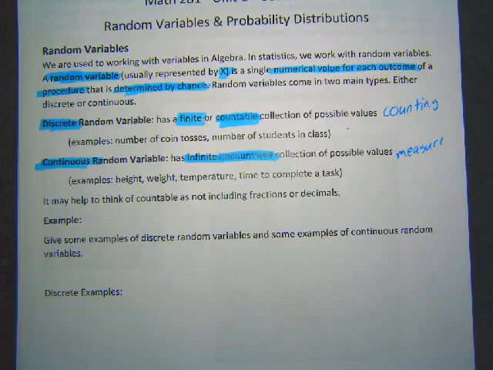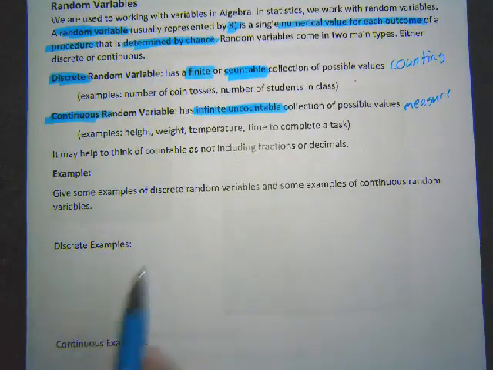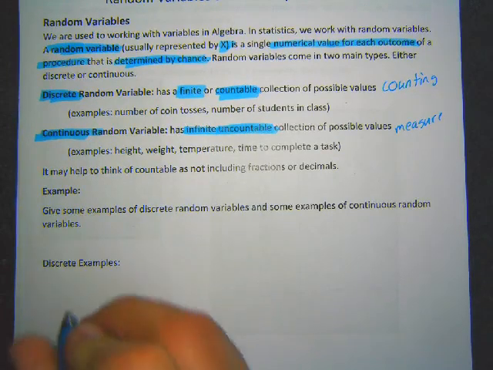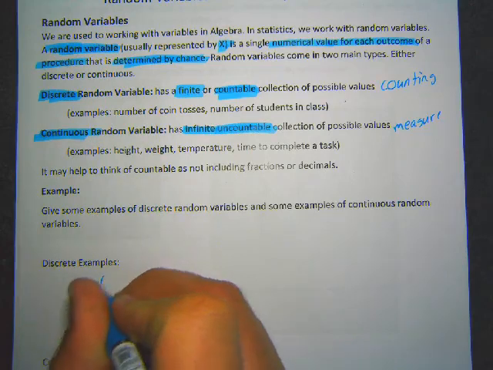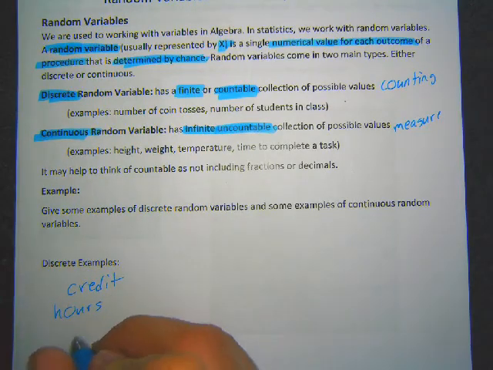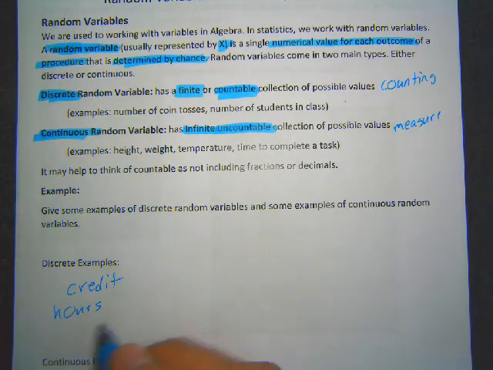So let's look at a couple more examples. Just think of some examples. So some examples of discrete things: anything basically that you can go out there and count. How many credit hours a student has taken? That would be something you could count.